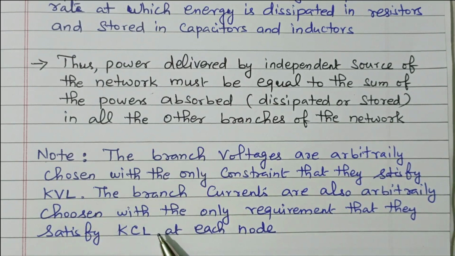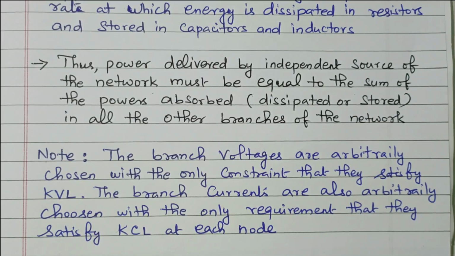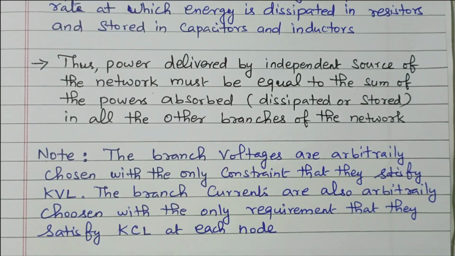So in this video, we discussed the details of Tellegen's theorem: the statement of the theorem, the mathematical expression and important points. The power absorbed is equal to the power dissipated or stored by the resistor, capacitor or inductor. Similarly, the power delivered should be equal to the power absorbed by all other elements, and it should satisfy Kirchhoff's voltage law and Kirchhoff's current law.